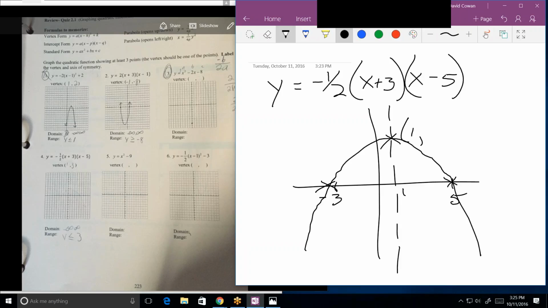Once you have figured out the x-coordinate of the vertex, you can always get the y-coordinate of the vertex by plugging in the value you got for the x-coordinate. So if I plug in 1 for x, what do I get? I get minus 1/2 times 4 times minus 4. Well, that looks like plus 8.